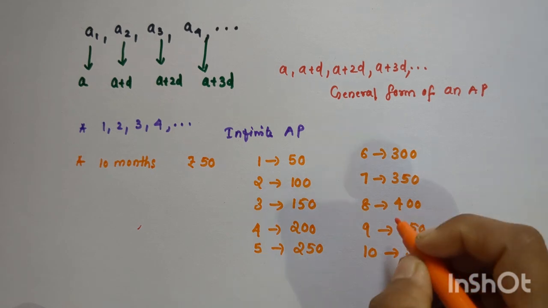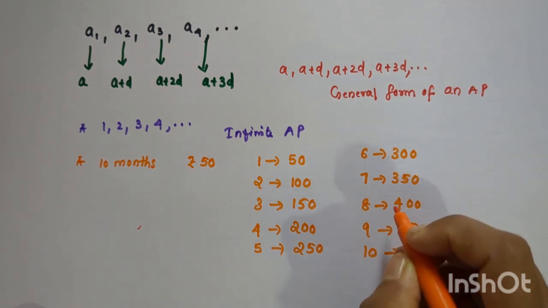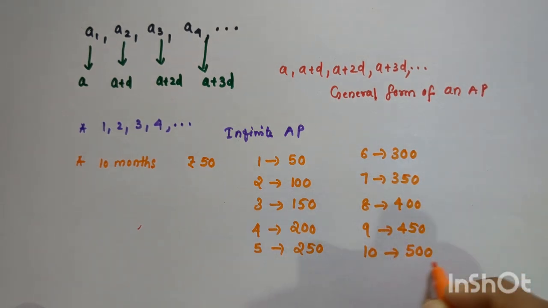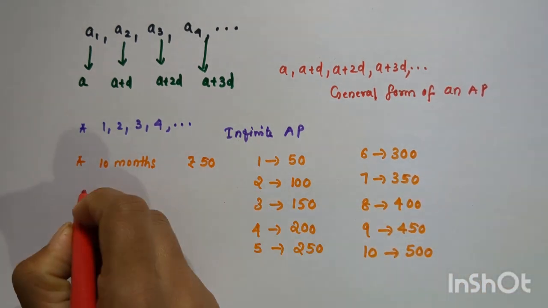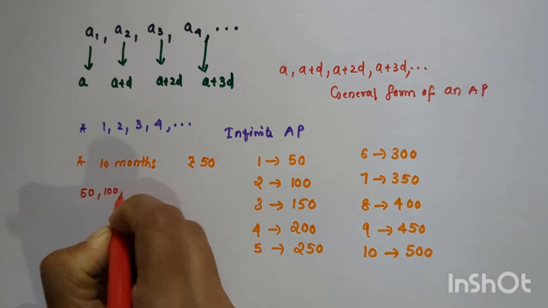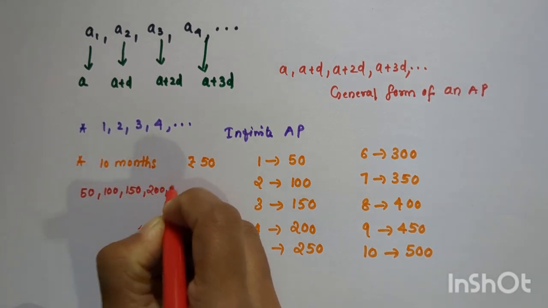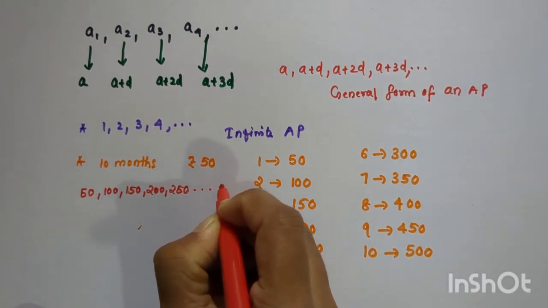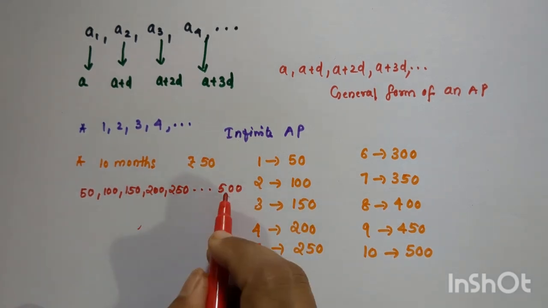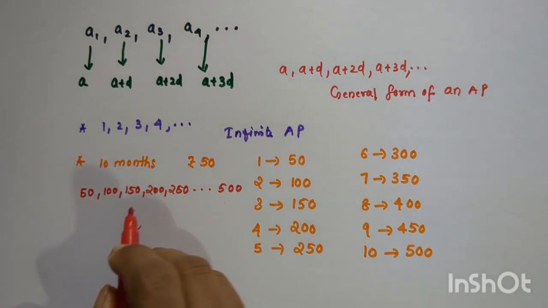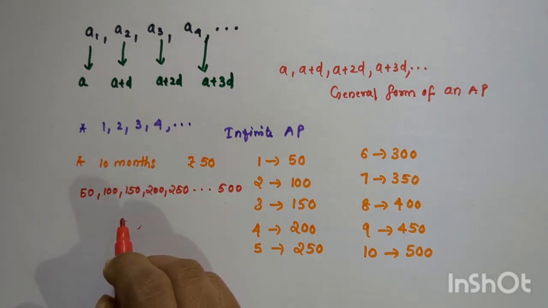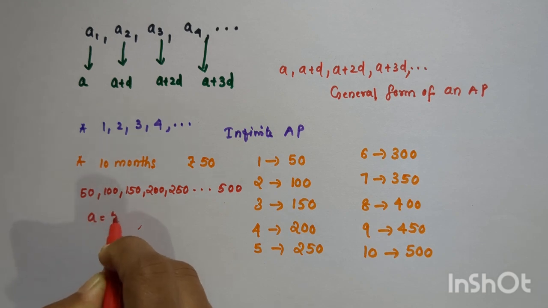That is, when rupees 50 are saved each month for 10 months, the total savings after 10 months will be 500 rupees. So see, this also represents an AP, no? The first term is 50, the second term 100, then 150, 200, 250, etc., up to 500. In between 250 and 200, all other terms are there. So this also represents an AP, arithmetic progression. And its first term A is equal to 50.